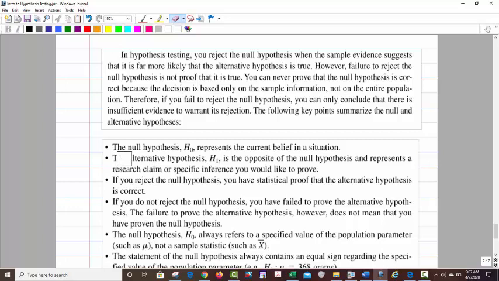Okay, here's some, I don't think you have to know these verbatim, but the null hypothesis represents the current belief in a situation. Okay. The H1 or HA, depending on what book you're using, is the opposite and represents the research claim or inference you would like to prove. Because if you were setting up a hypothesis test of what you think was going to be the result, since failing to reject, we've said, is not a strong statement to identify the H0, but rejecting the H0 is. Rejecting the H0 in favor of the claim, the HA, makes the HA strong, believable. So you can't really support the claim all that well.